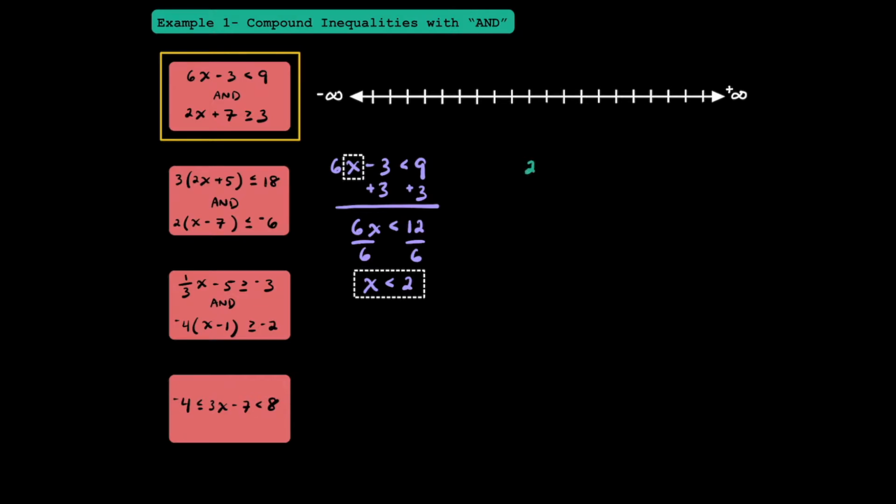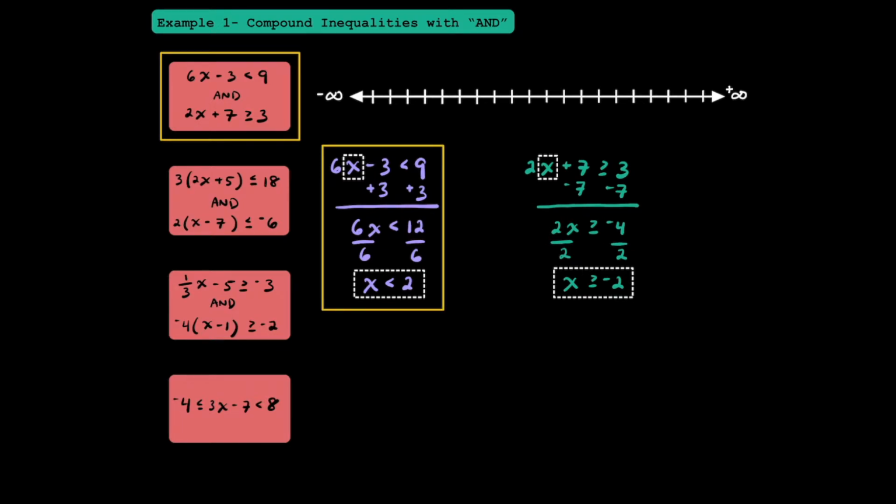The second inequality we have here is 2x plus 7 is greater than or equal to 3. Again, let's isolate the x here. Let's subtract 7 on the left side and subtract 7 on the right side. 7 minus 7 is going to be 0, so we're left with 2x is greater than or equal to negative 4. Dividing both sides by positive 2, we're going to get x is greater than or equal to negative 2. Any values that are negative 2 or greater will satisfy this inequality.